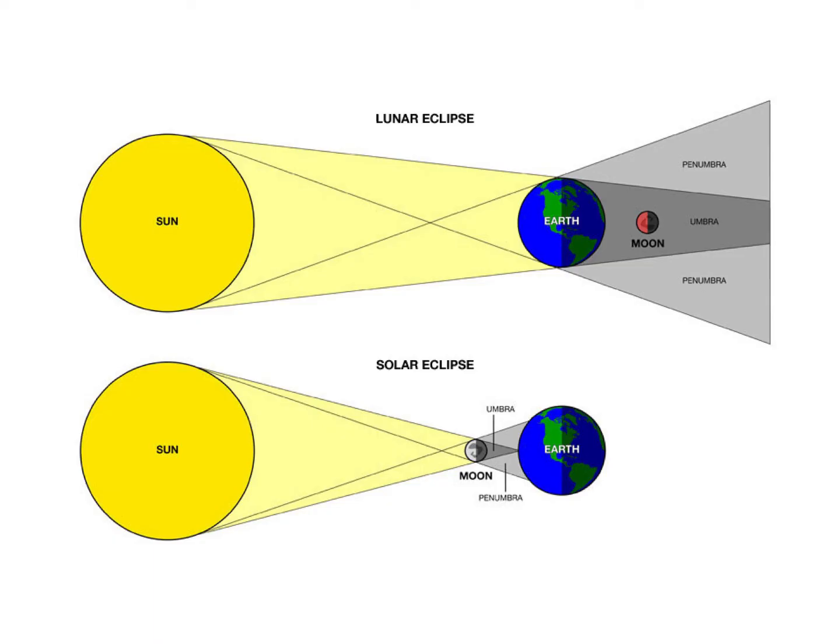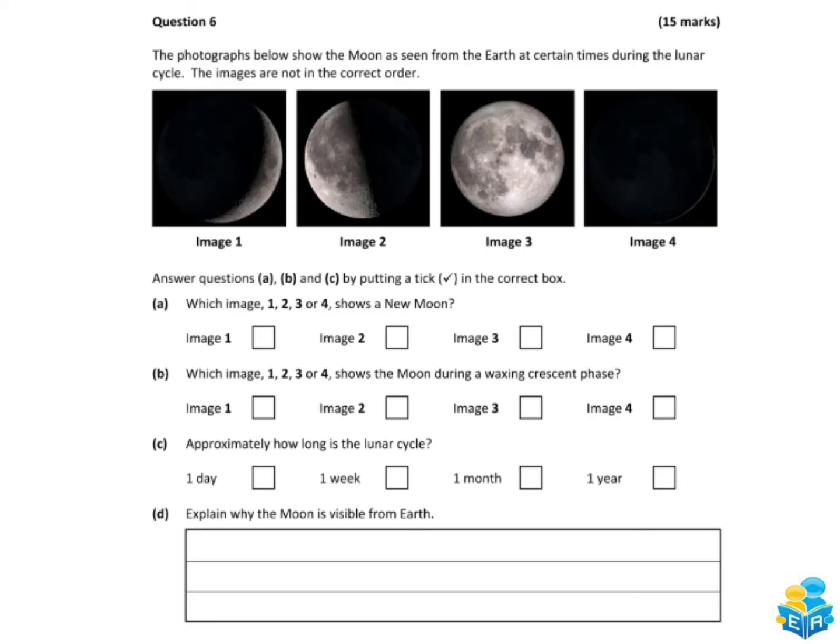The umbra region is the darkest portion of the shadow. The penumbra region is the lighter portion of the shadow. Okay, so just to finish up, we're going to look at a couple of exam questions based on the entire content which we looked at today.